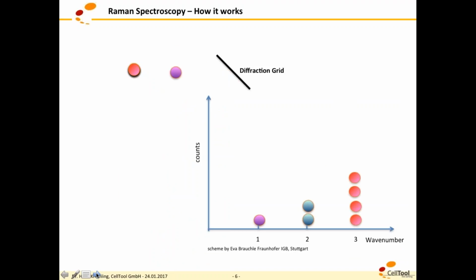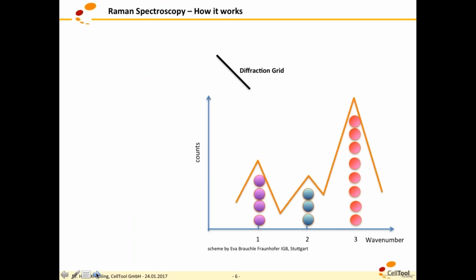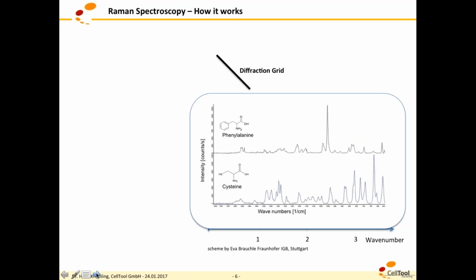As each molecule leads to a different change in wavelength, in the end you end up with a Raman profile like this. And just so you don't get confused, in case of Raman analysis, the wavelengths are not called wavelengths, but wave numbers, which is just the reciprocal of wavelength. And here are examples for two molecules, in this case the amino acids phenylalanine and cysteine. So you see each and every molecule has its own specific Raman spectrum.